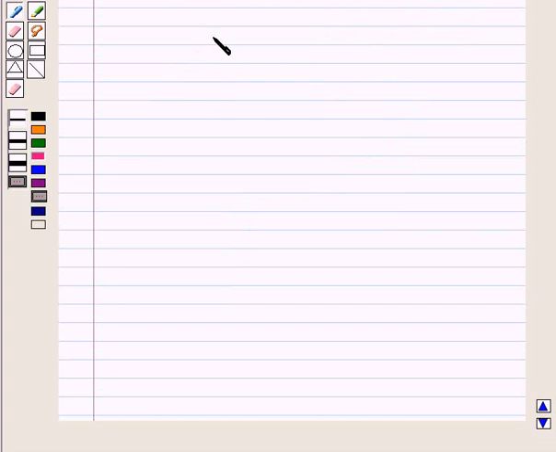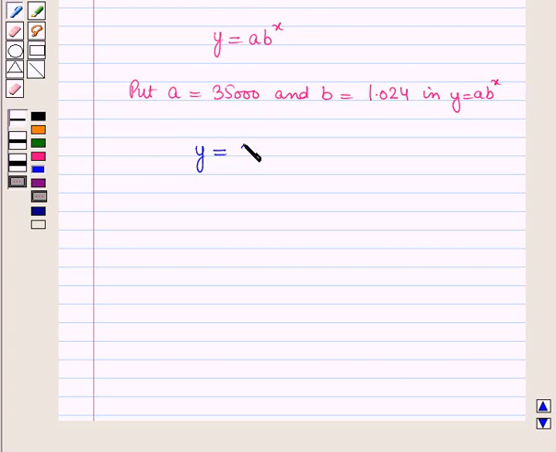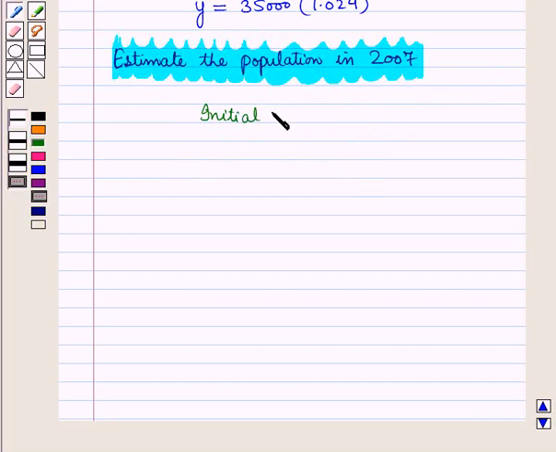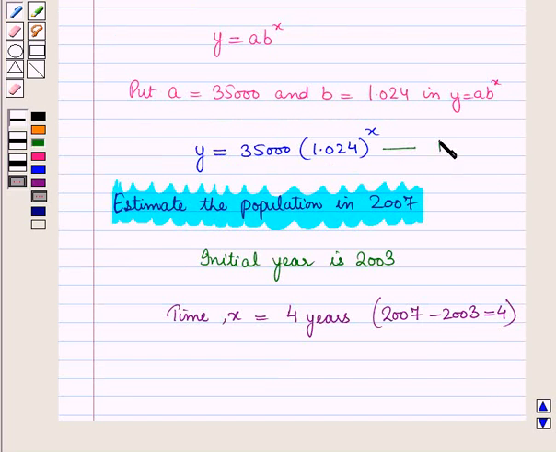Now we know that an exponential function is of the form y is equal to a into b raised to power x. So we will put a is equal to 35,000 and b is equal to 1.024 in y is equal to a into b raised to power x. So we have y is equal to 35,000 into (1.024) whole raised to power x. Now suppose we want to estimate the population in the year 2007. Now here the initial year is the year 2003. So time x from the year 2003 to the year 2007 is 4 years. Now let this be equation 1.